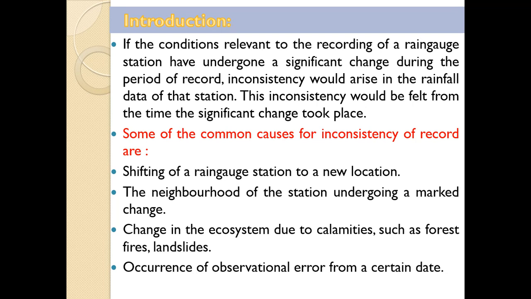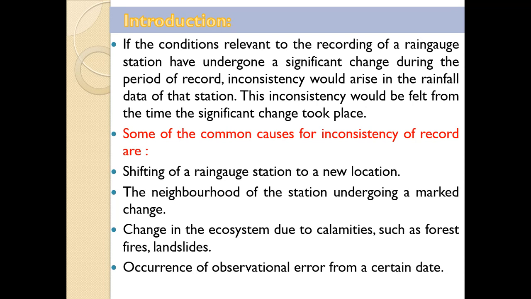What does this mean? Sometimes in a particular locality a flood may occur, so due to that, the rain gauge station will be completely shifted. Sometimes there is a possibility of landslide. In that case also it will get shifted. The neighborhood of the station undergoing a marked change: there may be a problem due to earthquake, and due to earthquake the neighborhood of the station may undergo a marked change. There is a possibility of landslide, and of flood also.